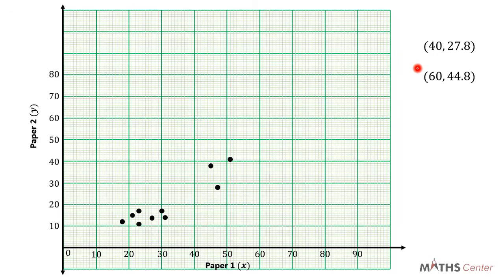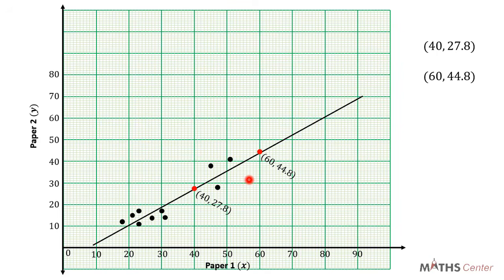Let's plot these points. The first one is 40, 27.8. So 40 on the x-axis, 27.8 on the y-axis. That will be here. The next one is 60, 44.8. 60 on the x-axis, 44.8 on the y-axis. That will be here. You join them with a straight line to get the line of best fit.